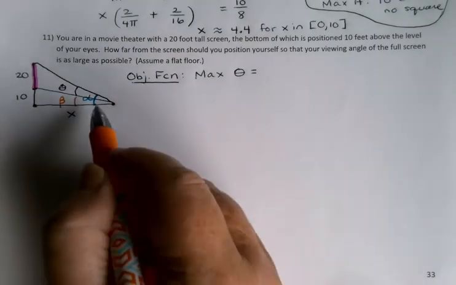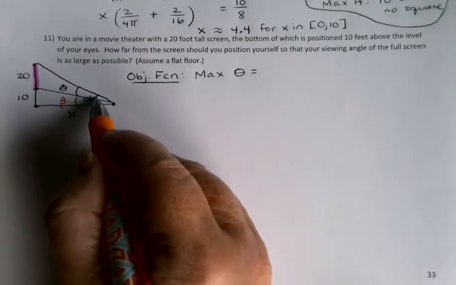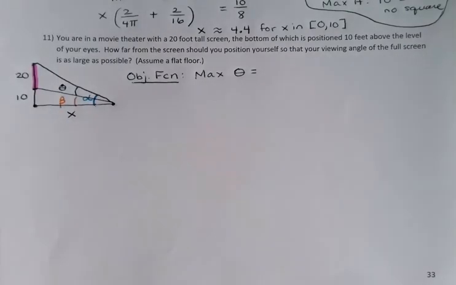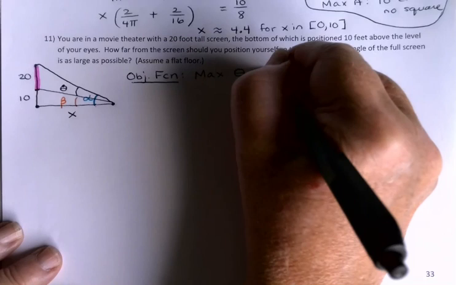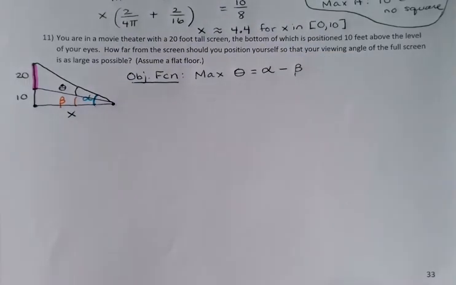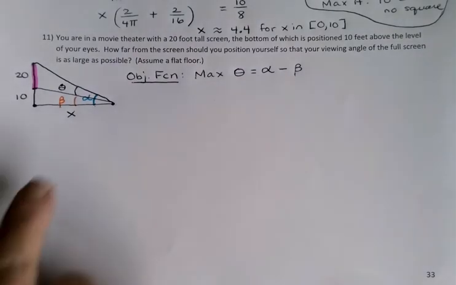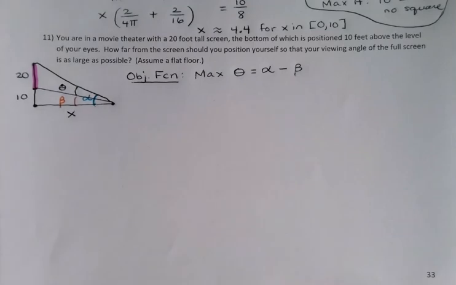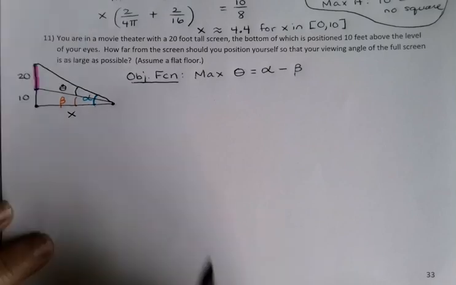And hopefully you'll agree with me that theta is actually the big angle alpha minus the small angle beta. So that's what I'm going to write down for my objective function right now. Alpha minus beta. But we're going to definitely need some constraints in order to get this down to one variable, and probably a variable that includes the x, since that's what I'm trying to solve for. So let's see what we can do.